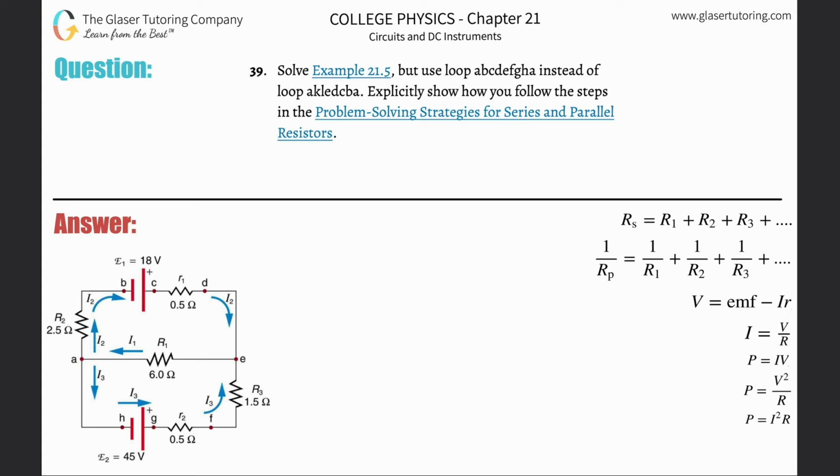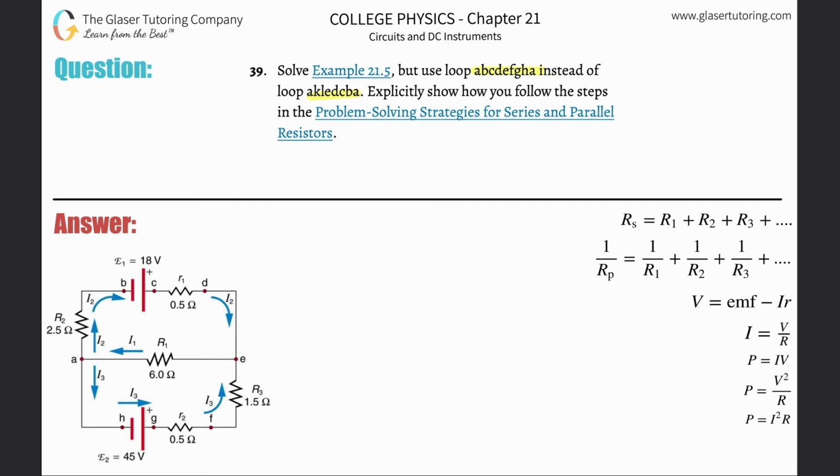Number 39. Solve example 21.5 but use loop ABCDEFGHA instead of loop AKLEDCBA. Explicitly show how you follow the steps of the problem solving strategy. We're not going to follow those steps, and the reason is that, before we get started, for a detailed review of how to solve these problems, check out numbers 35, 36, 37, and 38.